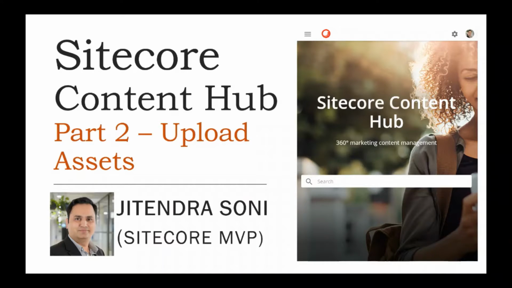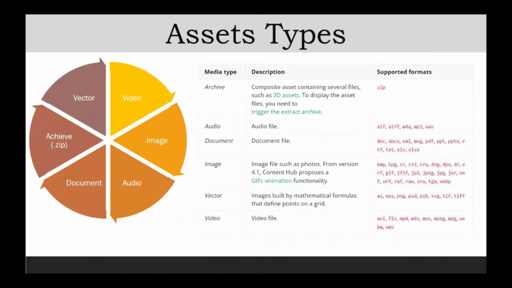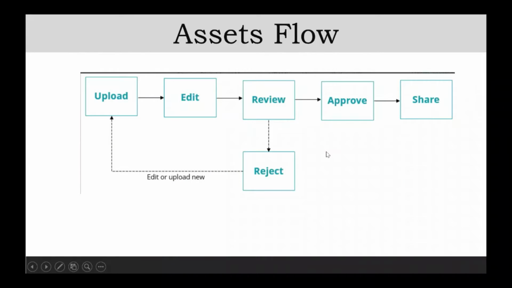In terms of the Sitecore Content Hub, there are a few asset types. You can see a total of six asset types are supported with the Content Hub: archive, audio, document, image, vector, and video files. This is a high-level flow: once we upload, we have the opportunity to edit the assets. Then we can submit for review. It can be rejected. If it is approved, then we can publish the link and share it.